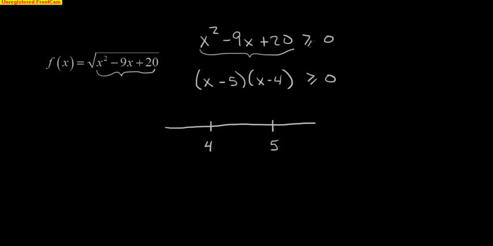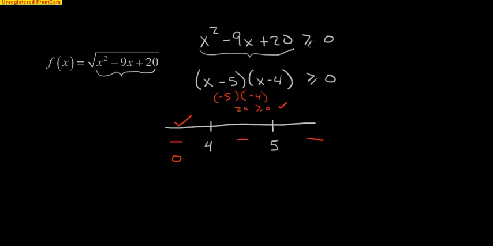What we do is we're going to pick test values. So we're going to pick a test value on this interval, and this interval, and see if it works. So a number that's going to be left of 4, or less than 4, I'm going to try 0. So if I put 0 in here, I get 0 minus 5, that's negative 5, times 0 minus 4, that's negative 4. So negative 5 times negative 4, that's 20. Is 20 greater than or equal to 0? It sure does. So this interval works.